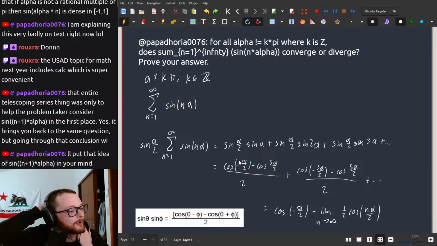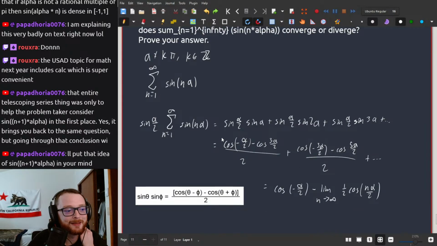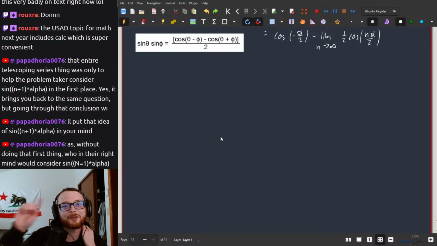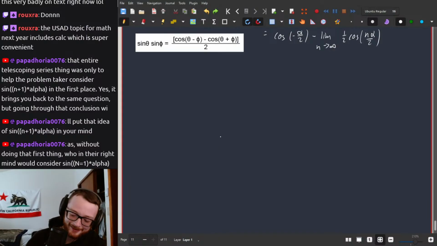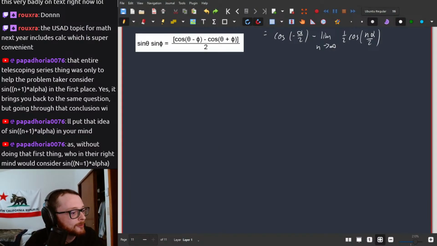Terry tells me serious thing was willing to help make the problem easier to consider. Yeah, it's kind of funny that if you want the limit as x goes to infinity, it's not important if you make it x plus 1 goes to infinity. The limit should still be the same. Yeah, exactly, Papadoria. Let me pull up Quant's question.